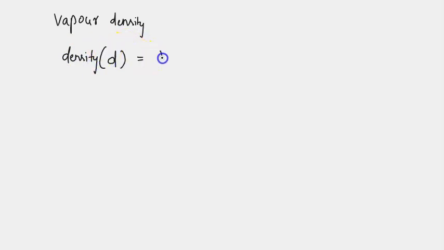In this video, let us look at the vapor density and density. So before understanding about the vapor density, let us know what is density first. Density is nothing but small d equal to mass by volume. Mass of a substance and the volume occupied by the substance is nothing but the density.